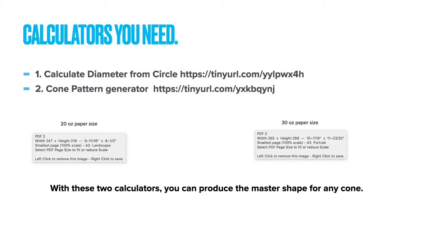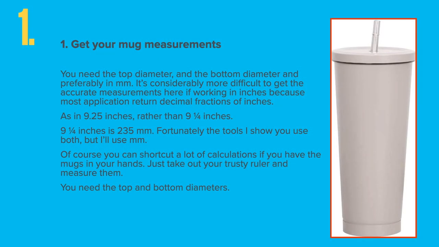You can select the PDF page size to fit or reduce the scale. So depending on what you want in the end result, you can adjust your scales that way. But we'll get there when we get there. Just be aware that different printers print things differently. Now with these two calculators, you can produce the master shape for actually any cone you need.